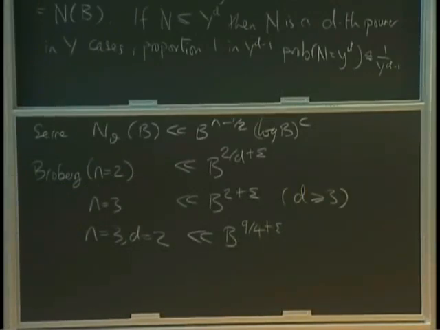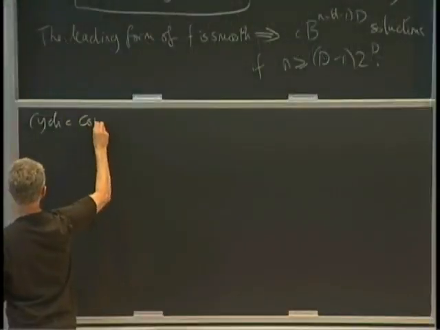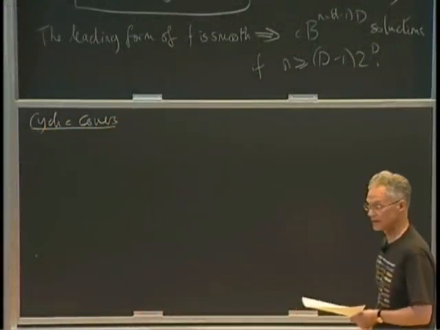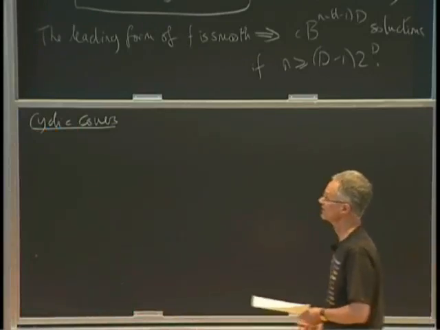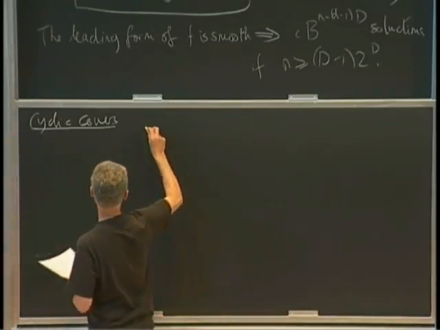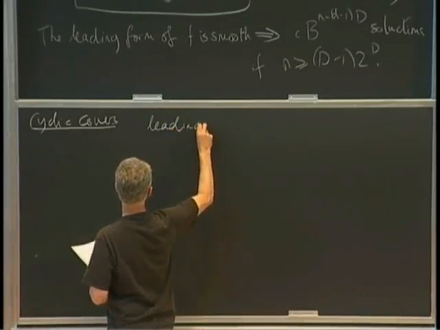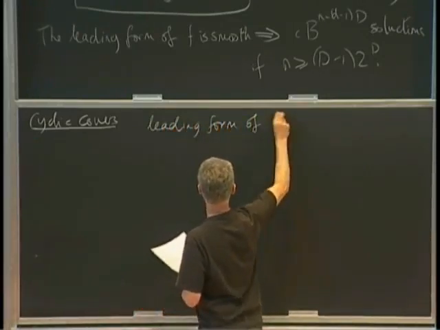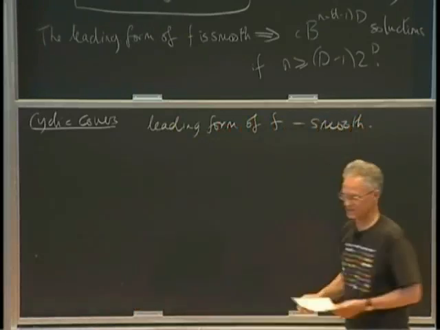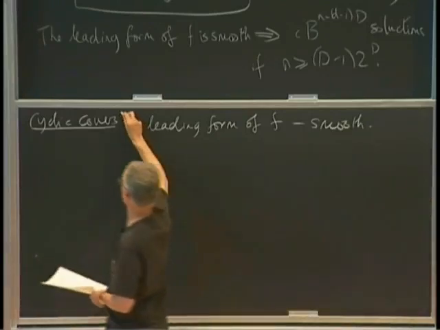So now I'm going to talk about the special case of polynomials representing powers, and these correspond to cyclic covers. And indeed, I'm going to impose a smoothness condition, which lets us go a little bit further. So I'm going to assume that in this situation here, we'll take the leading form of f to be smooth. So to avoid confusion, let me put cyclic covers in brackets.